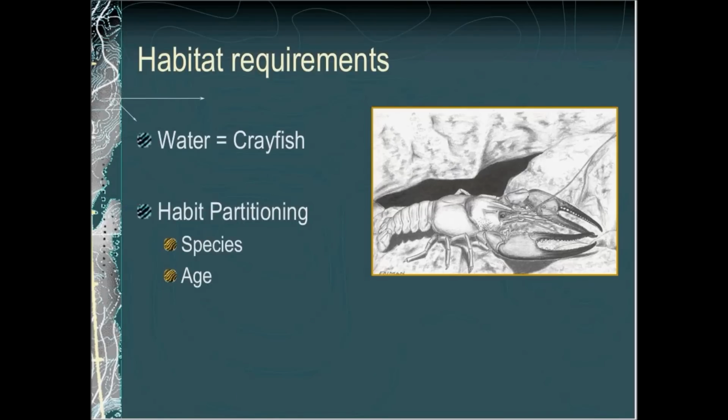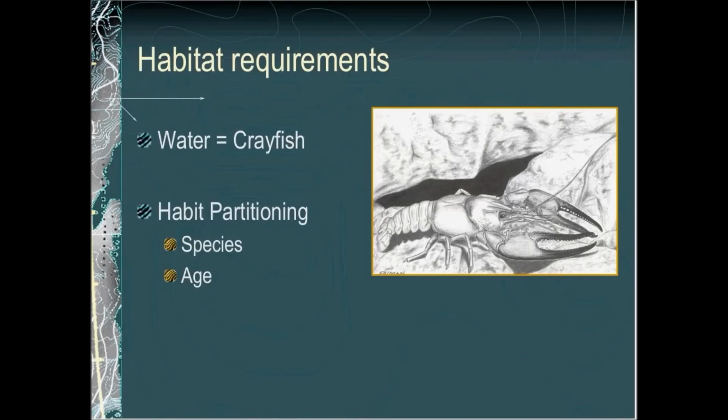In general, water equals crayfish. If you got water, chances are good you probably got crawdads there. Now, they can kind of space themselves out by what kind of crawdad they are and how old they are. There are some species that really like riffles. There are some species that really like deep pools. There are some species that like ponds or reservoirs and don't really do well in flowing water.